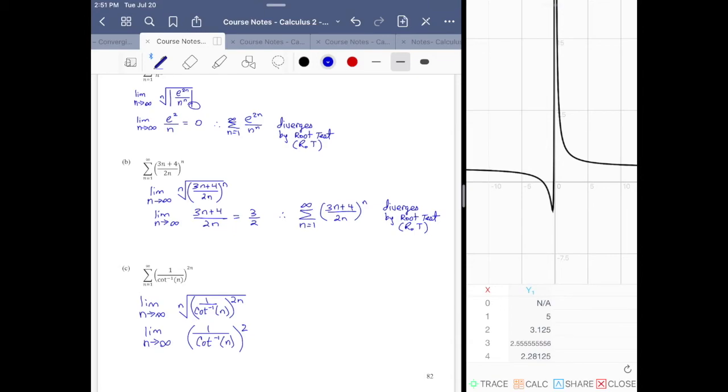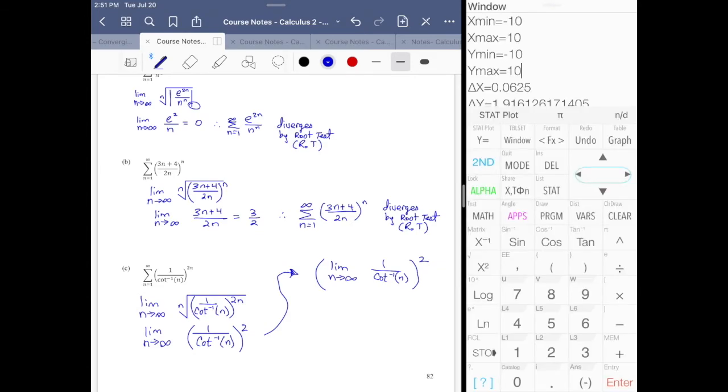All right, so for this, because the operators transcend the limit, I can say that I have the limit as n approaches infinity of 1 over the inverse cotangent of n, as an entire expression squared. So whatever that limit is, I can raise that to the second power. I can handle it a couple of different ways.